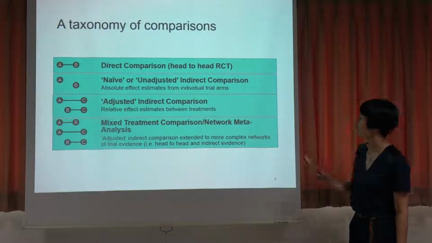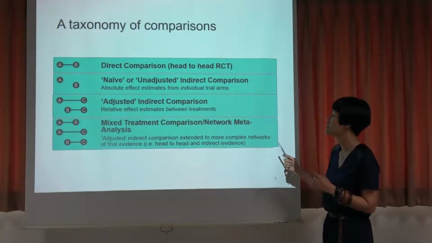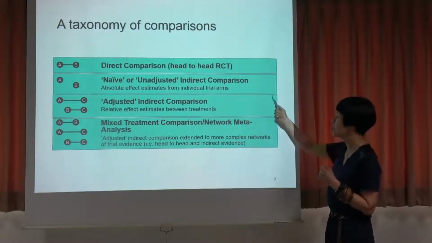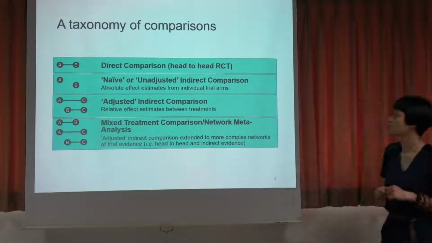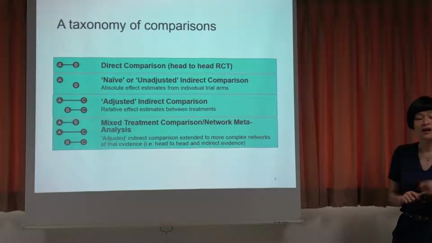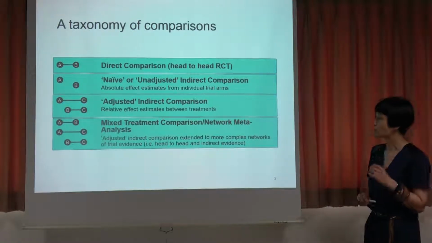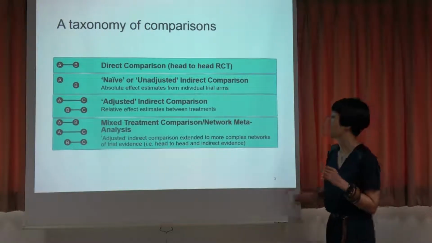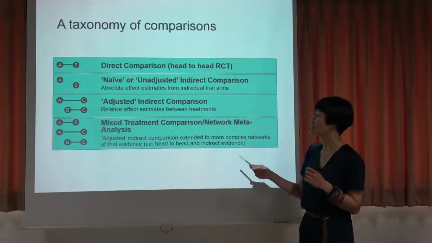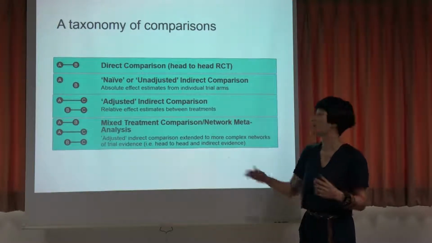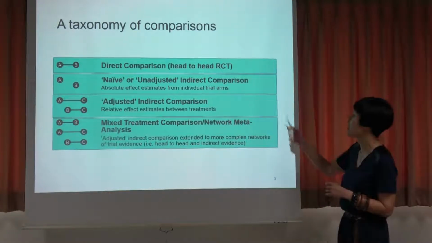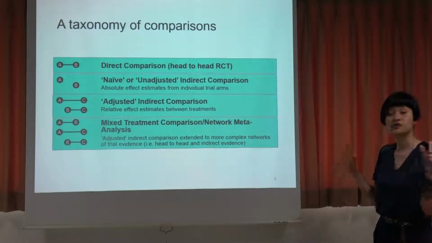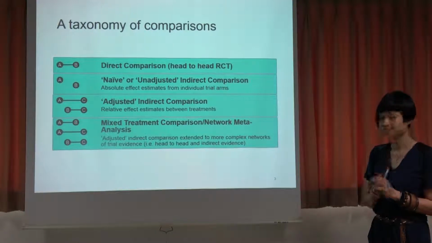Now, if you don't have head-to-head comparison, you may be comparing A and B through naive or unadjusted indirect comparisons. And that is when you use the treatment effect, you get an estimated treatment effect of A from one study, an estimated treatment effect of B from another study. So you're taking absolute effects from individual trial arms from different studies.